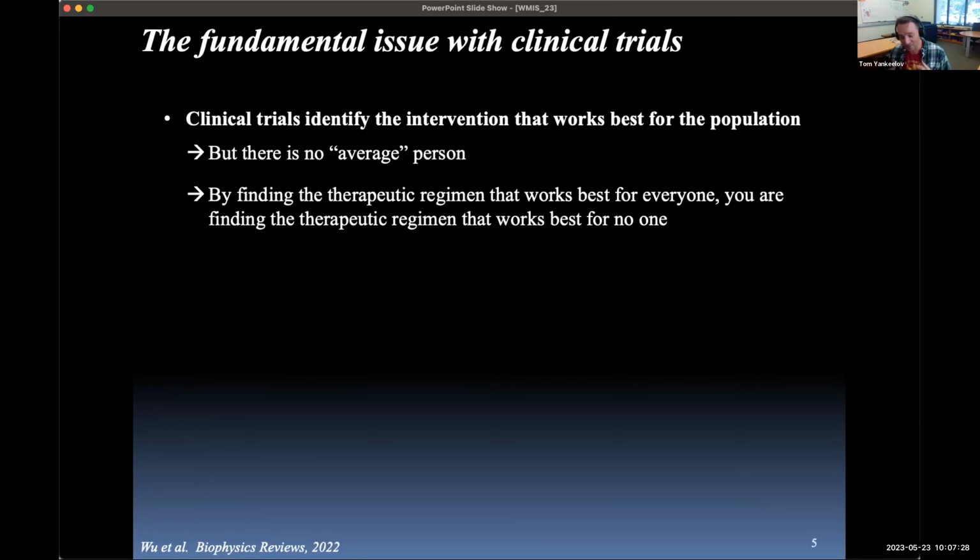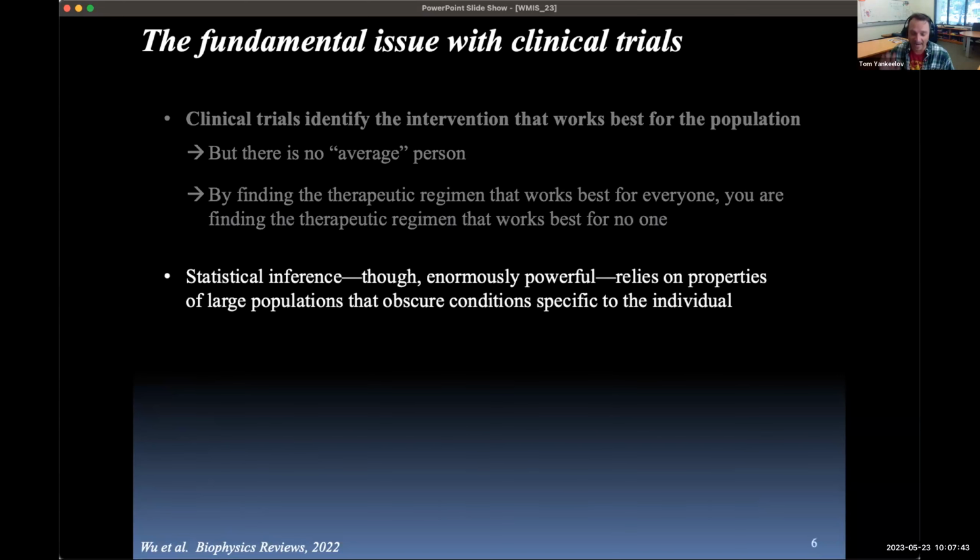Humans are very heterogeneous. That's why this disease is so horrible. It's so heterogeneous from person to person. So if you're trying to land on a therapeutic regimen that's going to work for the population, and there really is no average person out there, then it's just not going to work the best for anyone. Now, of course, statistical inference is enormously powerful, but it does rely on properties of large populations that can obscure conditions that are specific to the individual.